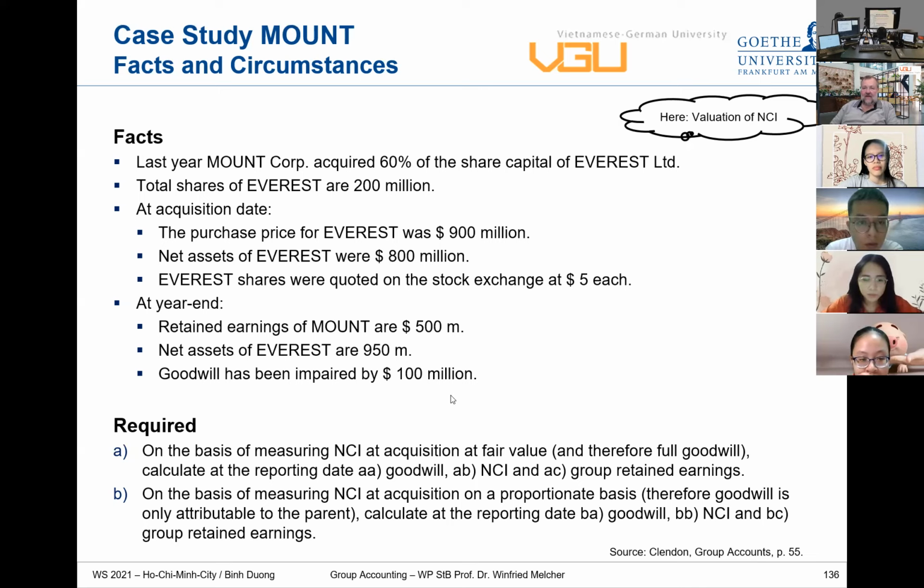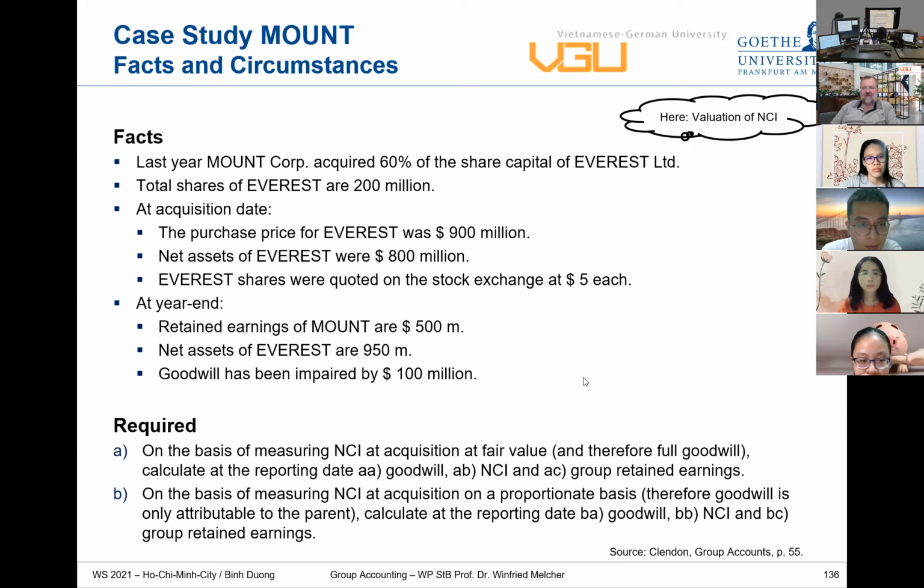Then at the year end, we have some more information here about the net assets that changed from 800 in the beginning, from the time when the acquisition took place to the year end. So there was an increase in net assets of 150, and another information that goodwill has been impaired by 100 million. So we were required to do evaluation of NCI, and we know there are two methods.